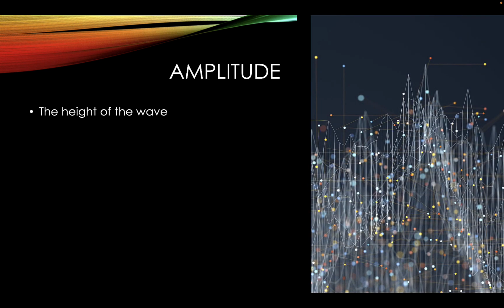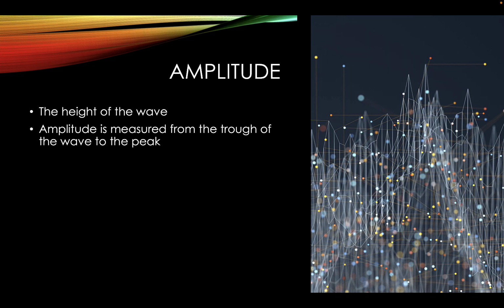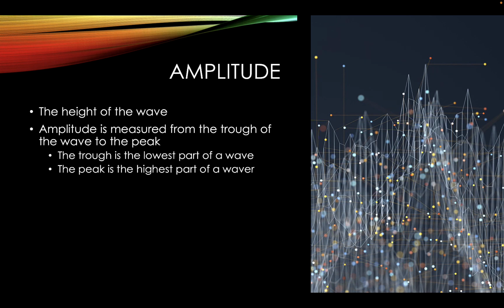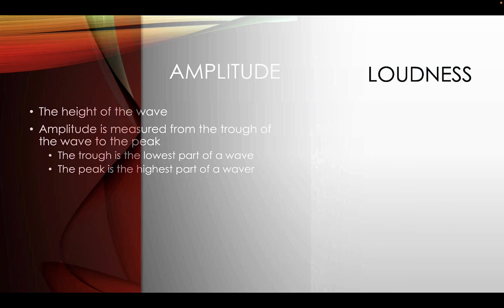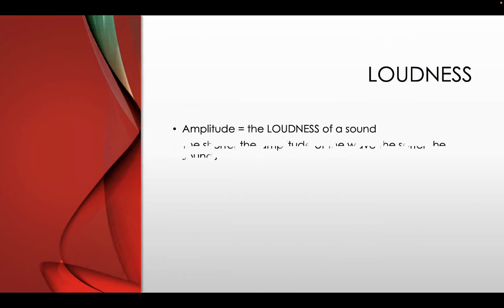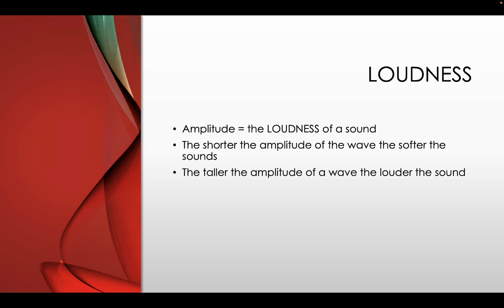Now, amplitude. This is how tall a wave is, so the height of the wave. Amplitude is measured from the trough of the wave to the peak of the wave. The trough is the lowest part of the wave, and the peak is the highest part of the wave. The shorter the amplitude of the wave, the softer the sound is going to be. The taller the amplitude of a wave, the louder the sound is going to be. Loudness is measured in decibels.